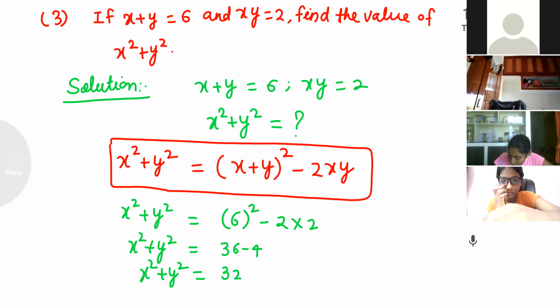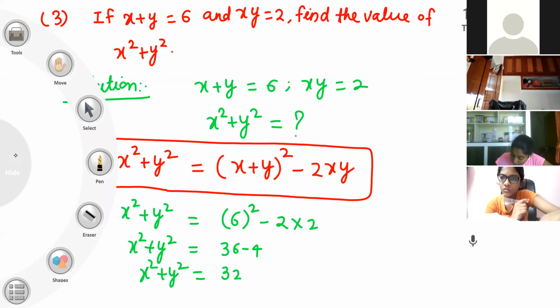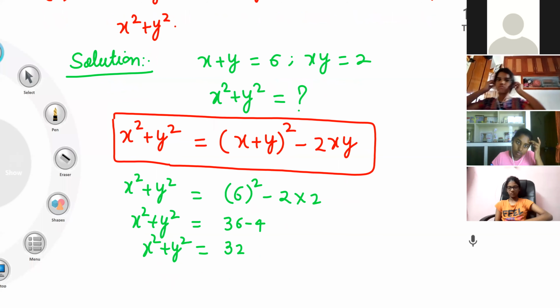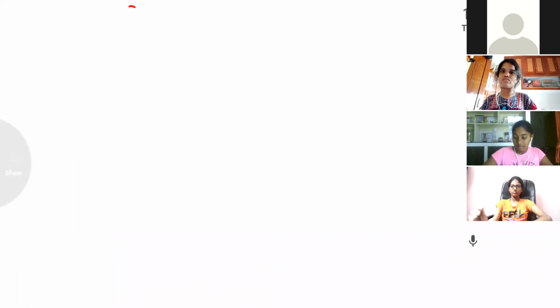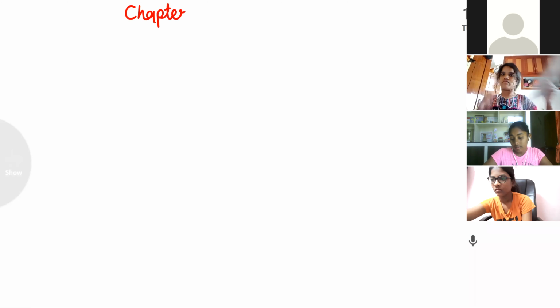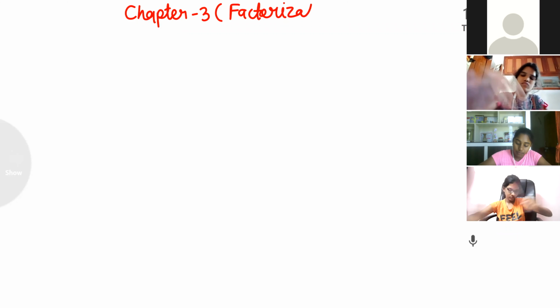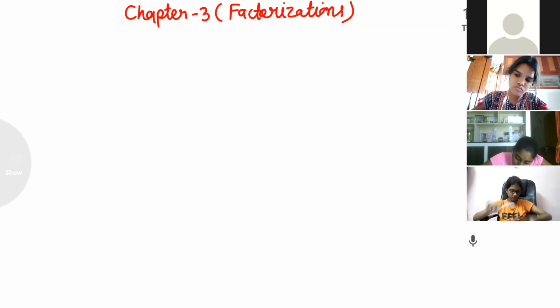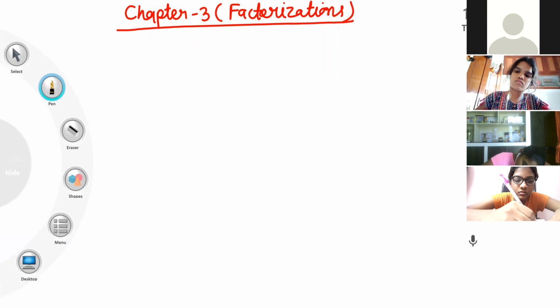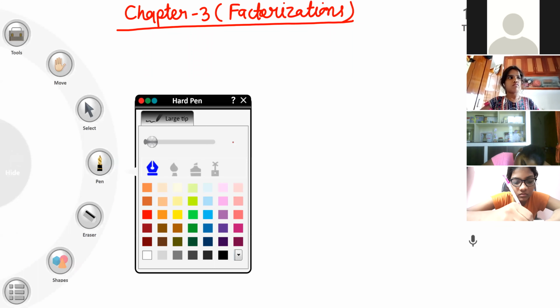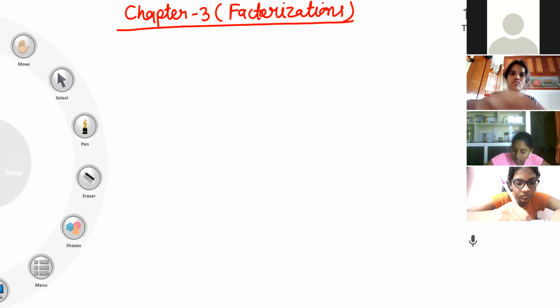Take a fresh page, on the top keep heading. Chapter 3, factorization. What is factorization? Let's keep heading. Factorization. What is the meaning of factor?